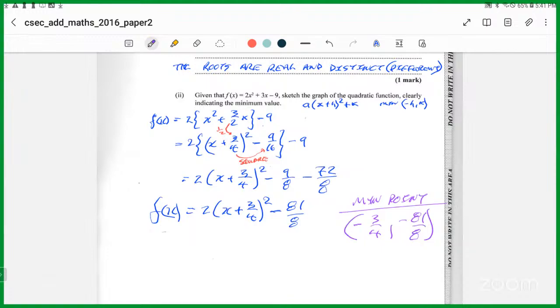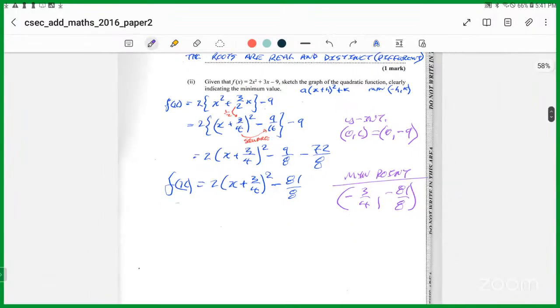Also, this c value is the y-axis intercept. So the y-intercept is (0, c), which is (0, -9). That's where it crosses the y-axis. All these things we need to just know. And the graph has a smile shape because the a is positive, with a minimum point.